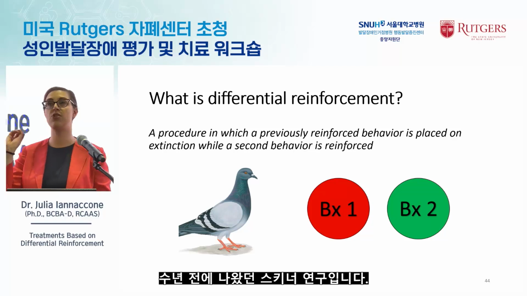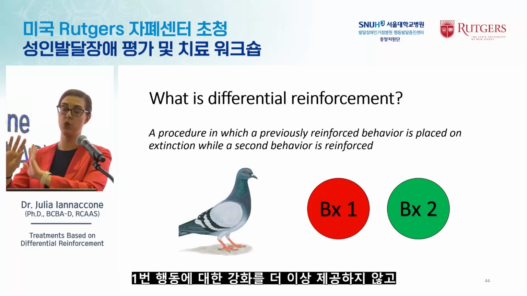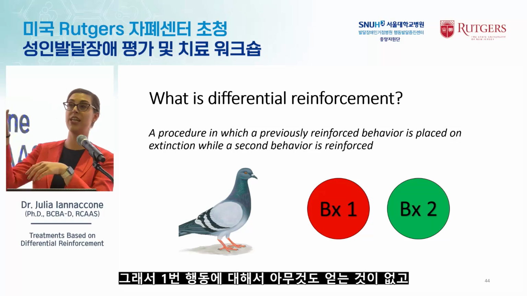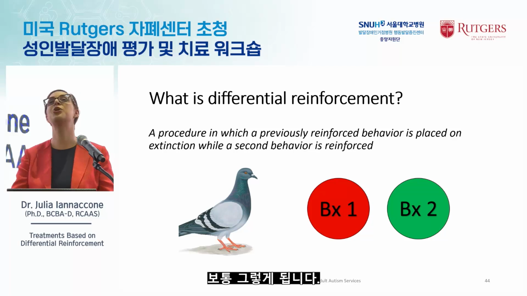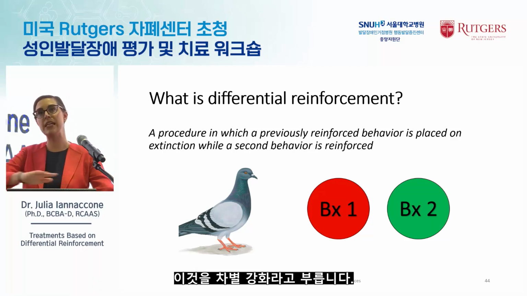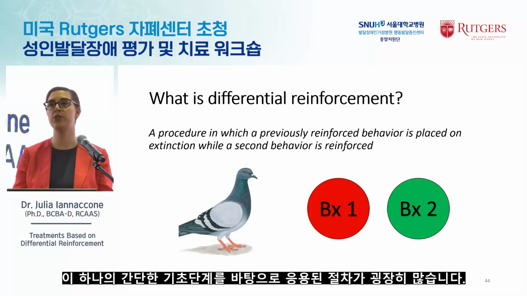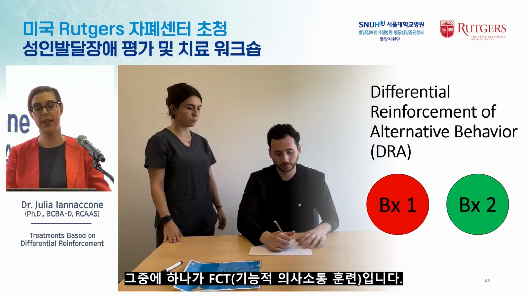So that is just reinforcement for one behavior. Now, let's say you want him to switch to behavior 2. You're going to cut off reinforcement for behavior 1, no more food pellets for behavior 1. Now if you peck behavior 2, you can get food. So we would expect that if you're not getting anything for behavior 1, but you are for behavior 2, the pigeon would switch. And they usually do. And then we call that differential reinforcement. So that's the basics of differential reinforcement, and a lot of applied behavior analytic procedures are based on this one simple foundational concept. One of them being functional communication training.